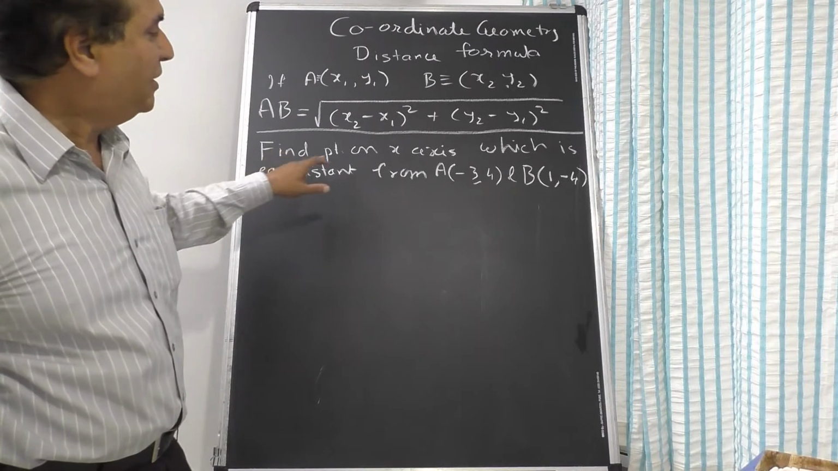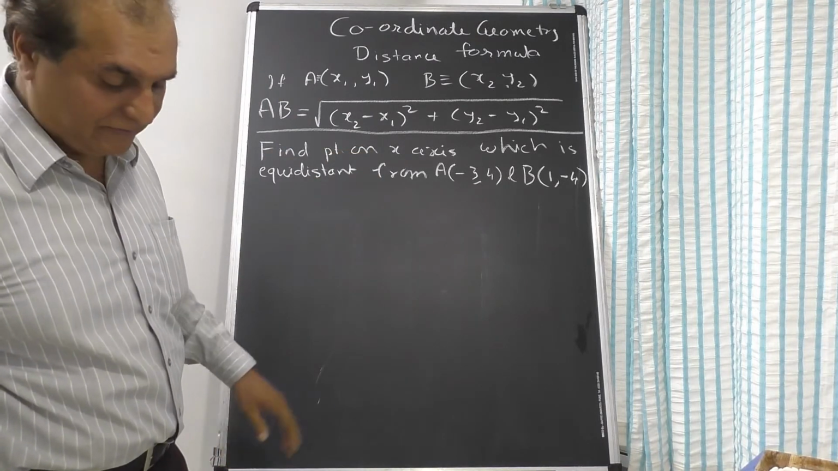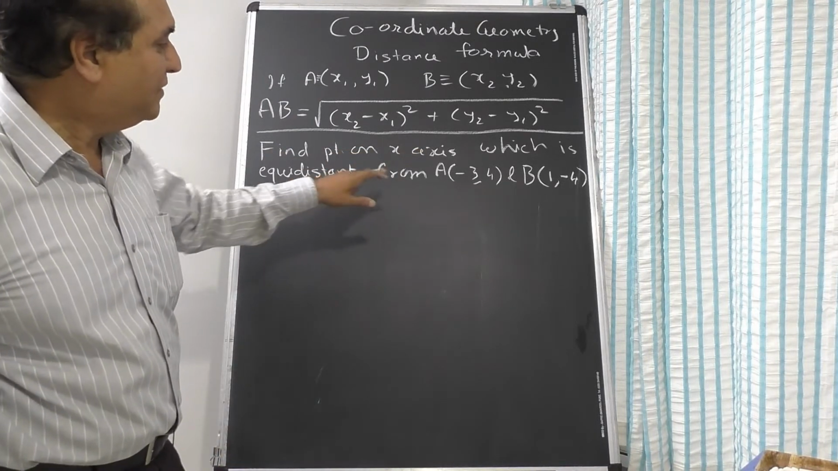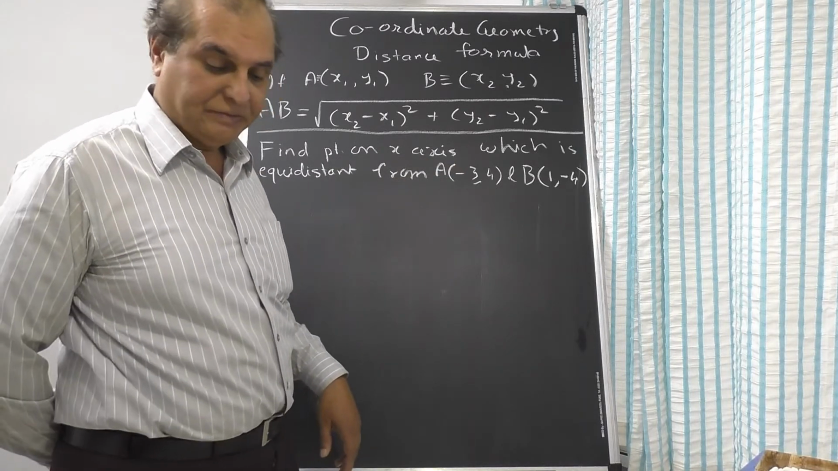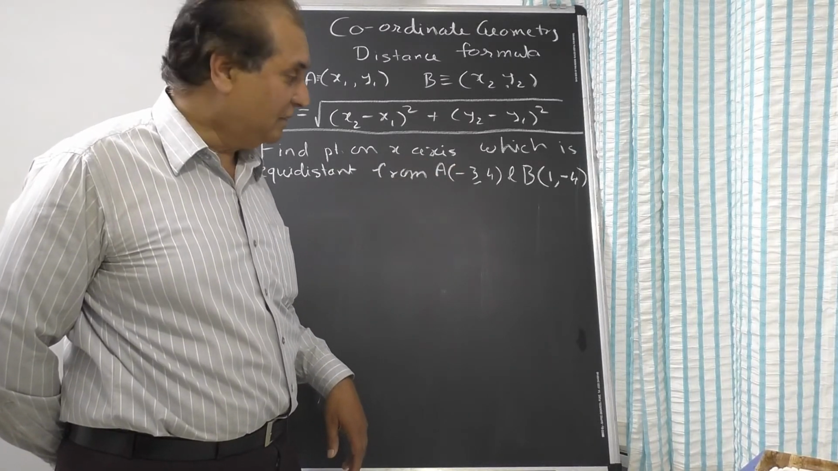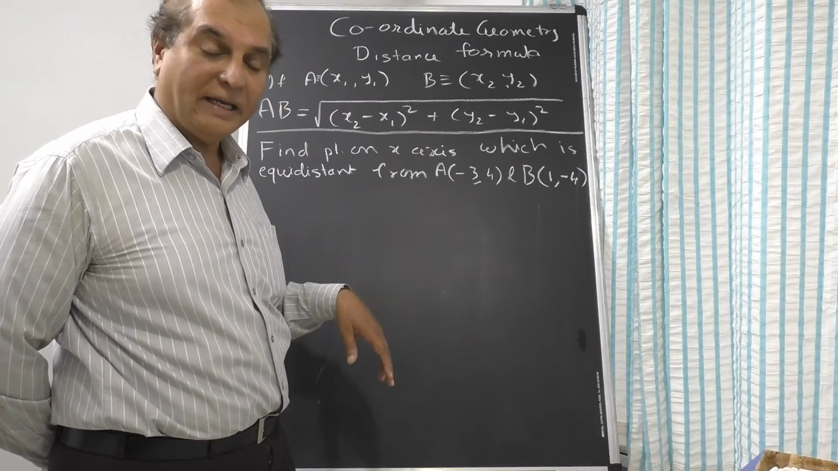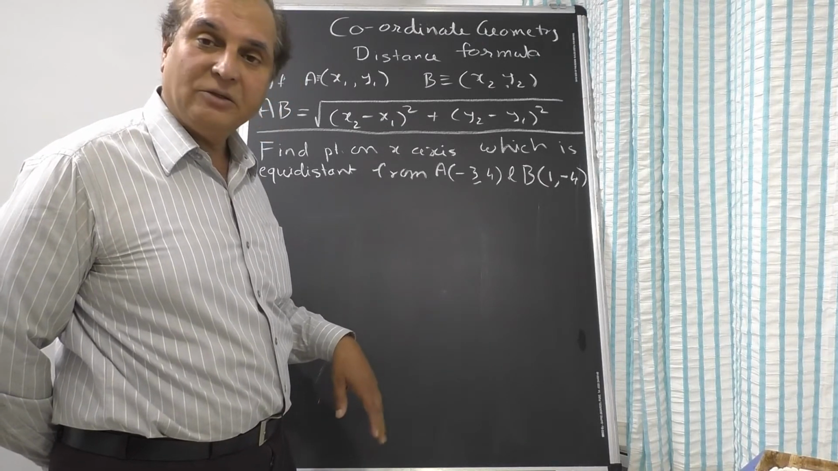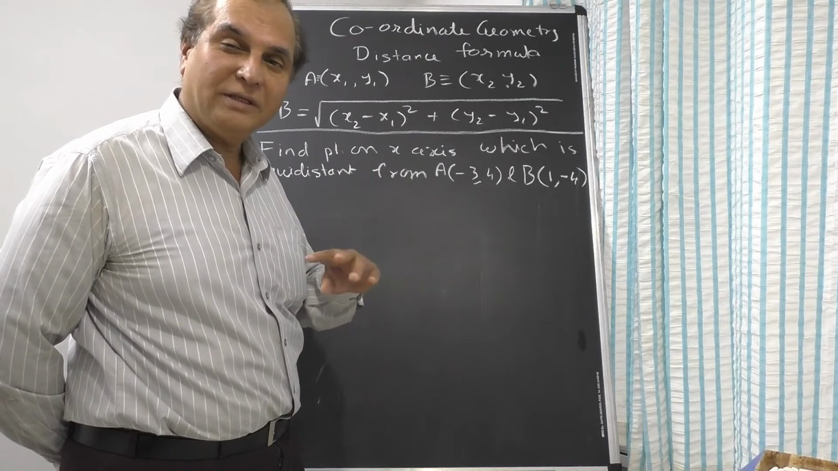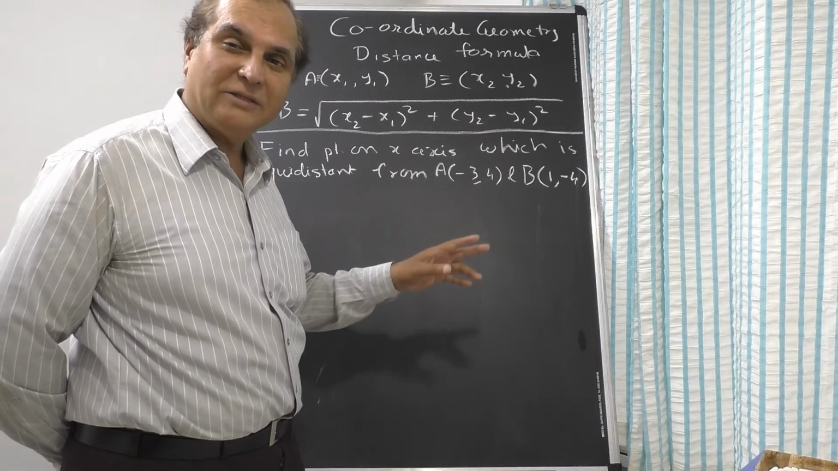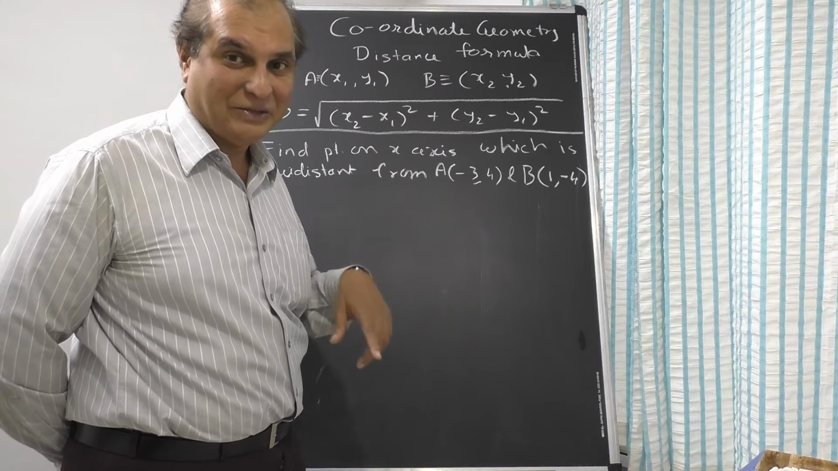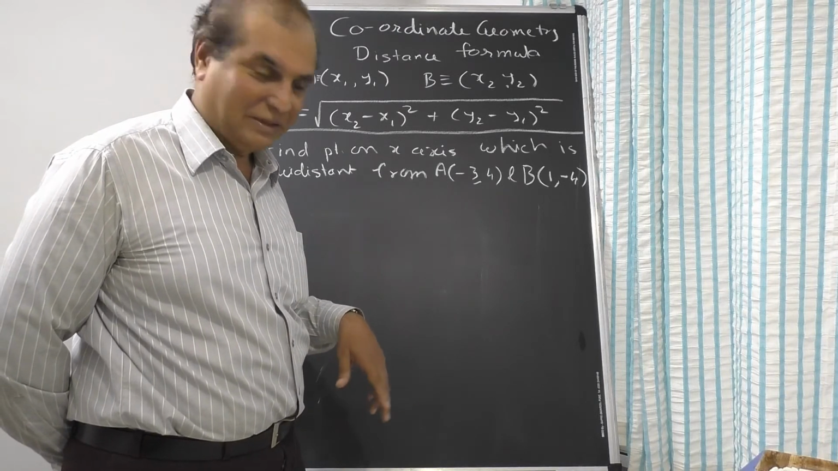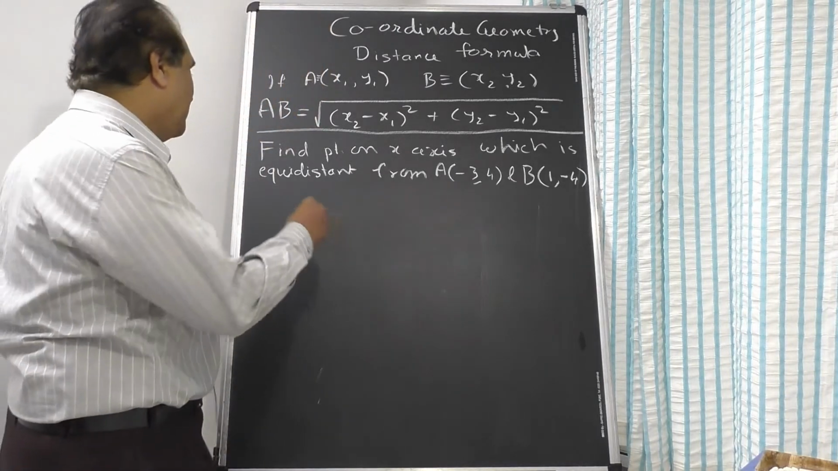See, find the point on x-axis which is equidistant from A(-3, 4) and B(1, -4). How to solve this sum? You have to find the point on x-axis. On the x-axis, you know, the points are (1, 0), (2, 0), (3, 0) or (-1, 0), (-2, 0), (-3, 0). So the y coordinate is always 0. So don't worry.